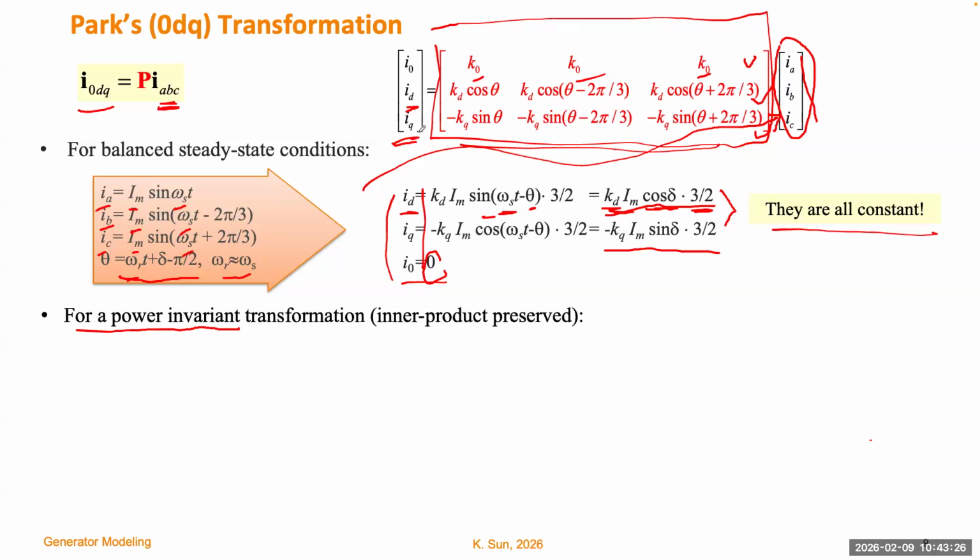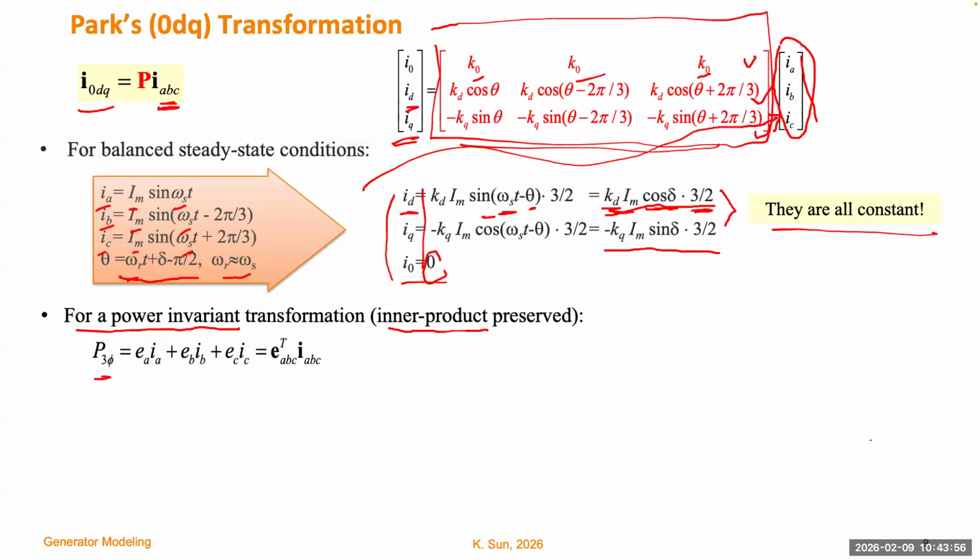Okay, so let's figure out how much room we have to determine those K values. Mathematically speaking, the power invariant transformation means the inner product has to be preserved. The inner product is basically just the power, right? You have voltage and current. The inner product of voltage and current will give you power. So power preserved means inner product preserved.